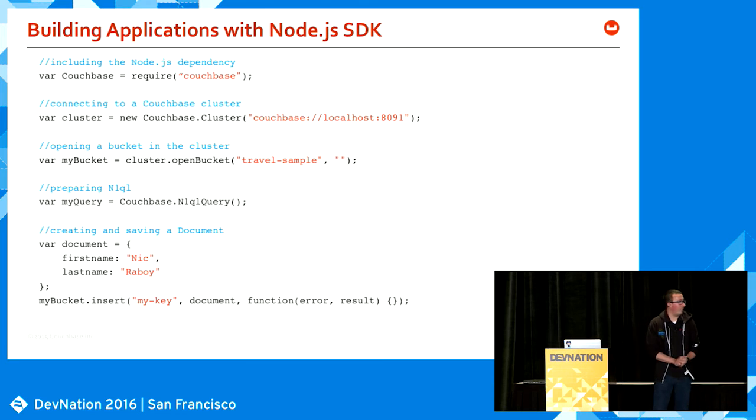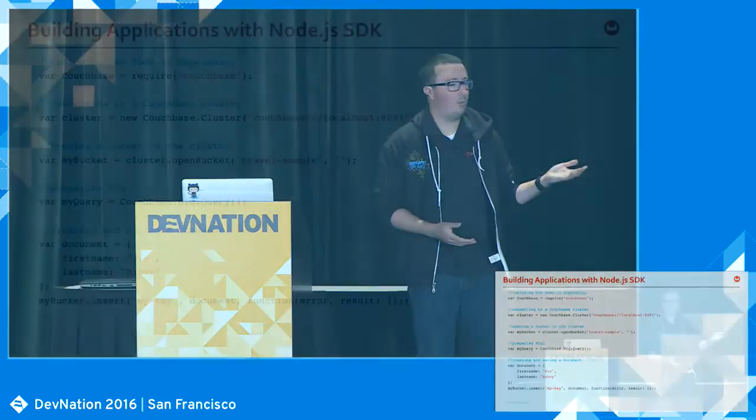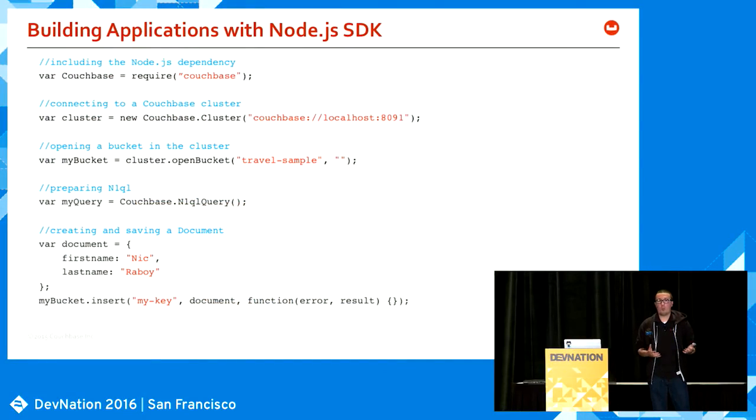So what does it take to get Couchbase up and running in a Node.js application? First of all, you would use NPM, Node Package Manager, to download the library, the SDK. And then you would import it. So you would require Couchbase, and you would open a connection to the Couchbase cluster. In this case, I'm providing one IP, which is my local computer IP.